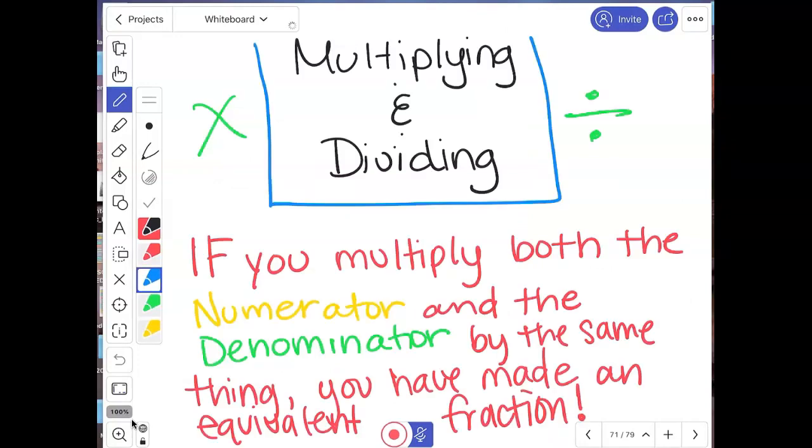Okay, the last method to use is multiplying and dividing. And I'm going to tell you what. This is the easiest one and the fastest one, but only if you know your multiplication and division facts. So Miss Harrison and Miss Zimmerman and I have been kind of harping on you guys all year about how important these multiplication and division facts are, and this is one of the many reasons why. So if you multiply both the numerator and the denominator by the same thing, you have made an equivalent fraction. Let me show you what I mean by that. But before I do, pause and write that down.